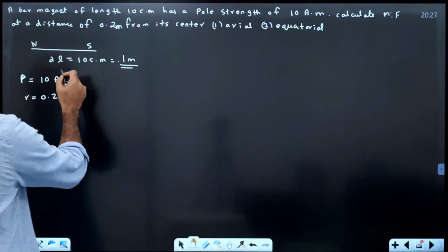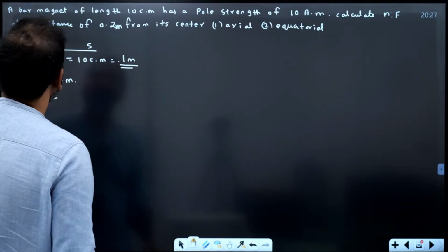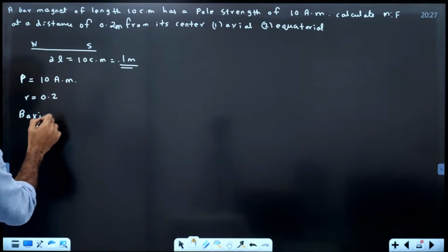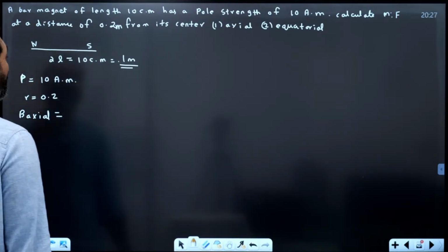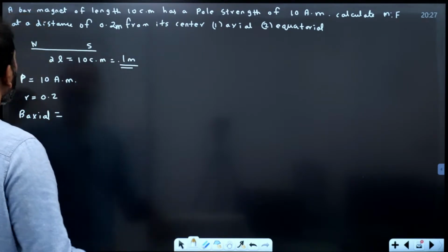So R is what? Distance R equal to 0.2 meter. This is meter. And we have to find out the axial point. So B axial is equal to, now what is the L value here? L value is 0.1, R value is 0.2. So it's almost the same only.